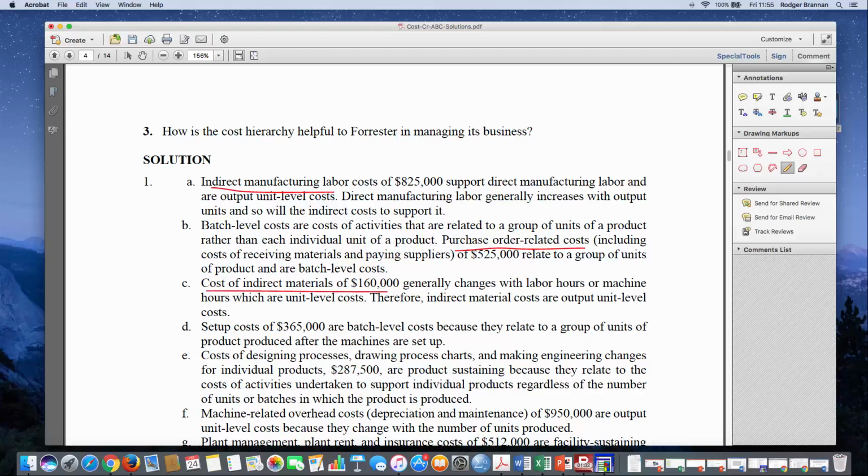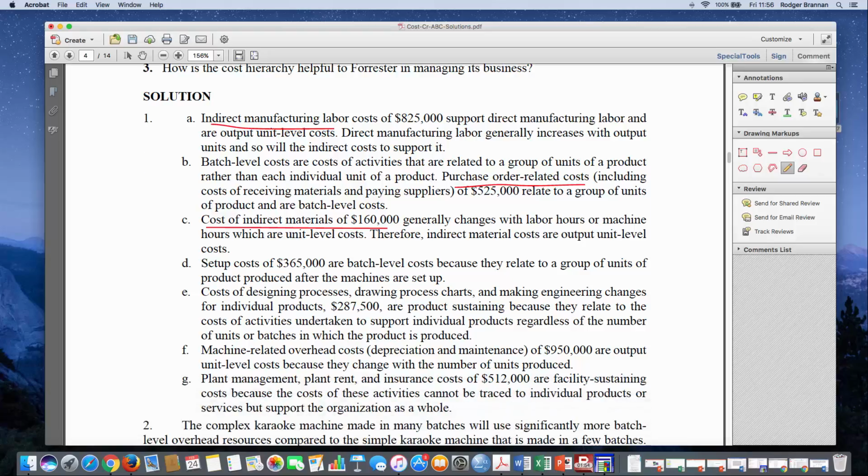Indirect materials would generally always be a unit level cost. Just like indirect labor, they're going to go up and down proportionally. These are going to be related to the number of purchases that I make. Purchases are really not related to units, maybe somewhat indirectly, but they might be treated as a batch level cost.